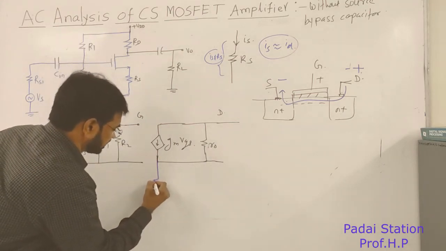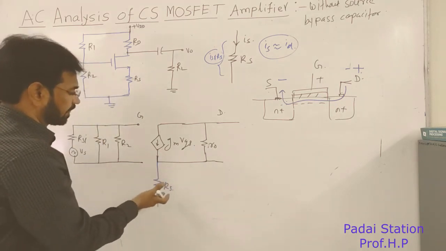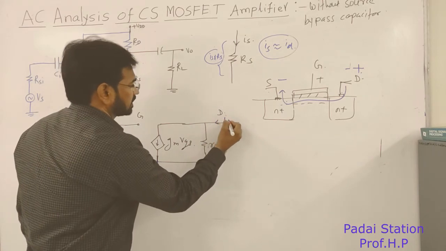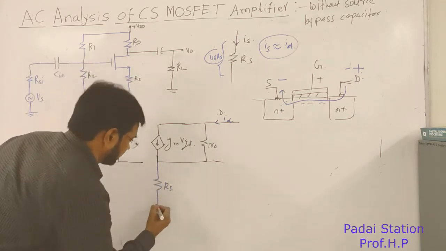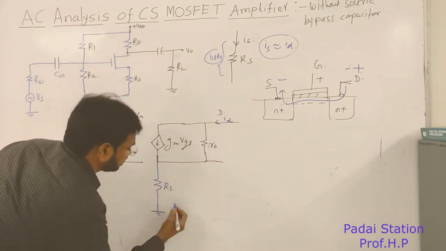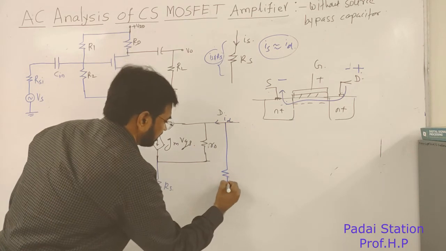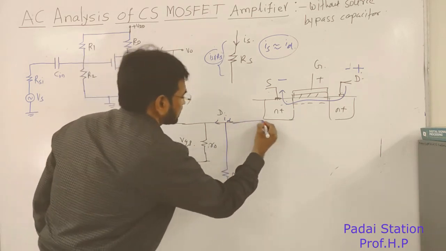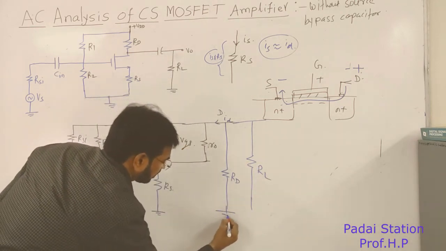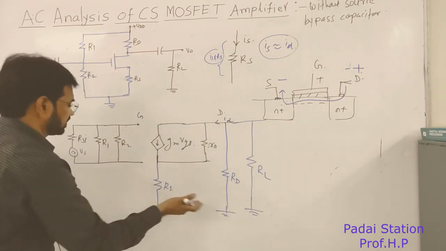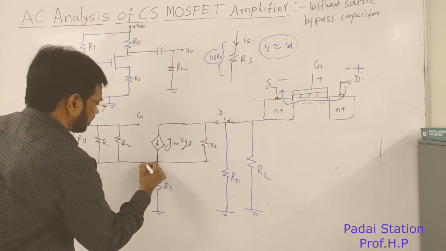Now, see how it is. This is RS without bypass capacitor. What is the drop here? It is ID into RS. What is ID? GM VGS. So GM VGS into RS is the voltage drop across this. Now, this is the circuit we have. It is at ground and we have this RD, which is in parallel with RL. So this is at ground. If you connect here, that is also correct, and this point is open.